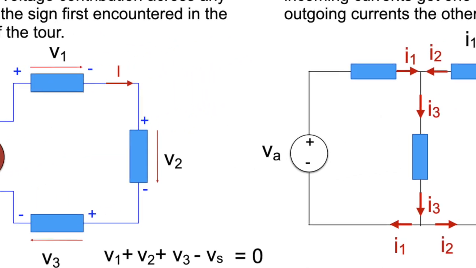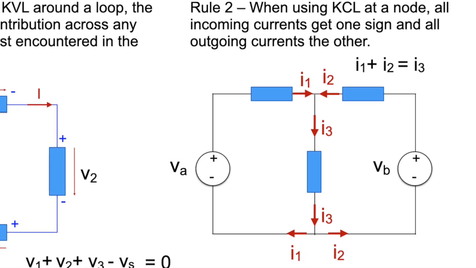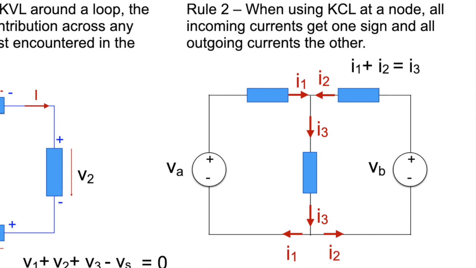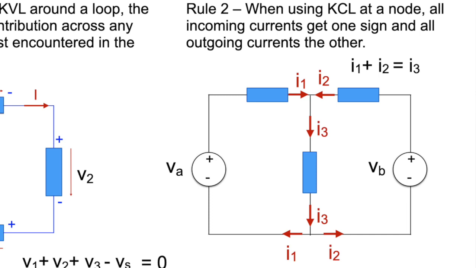So rule two says, when using the Kirchhoff current loops at a node, all incoming currents get one sign and all outgoing currents get the other. This will make things simpler to keep your currents straight, to know where your arrows are relative to each other, and how to assign the appropriate signs to those. It's not complicated. Again, if you stick to it, you'll make fewer mistakes and life will be happy. So here we see I1, I2, they're flowing into the node, they get a positive sign. I3 is flowing out of the node, it gets a negative sign. And this is how we orient things.